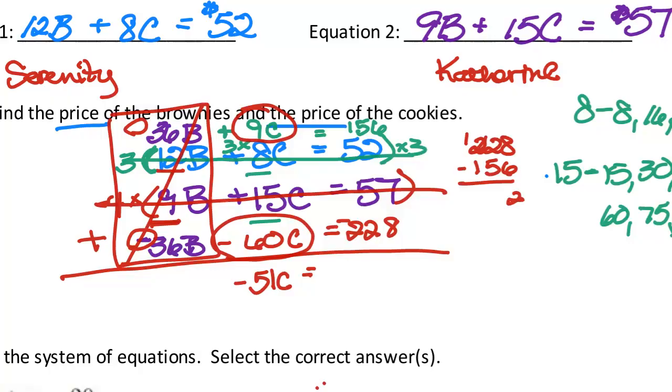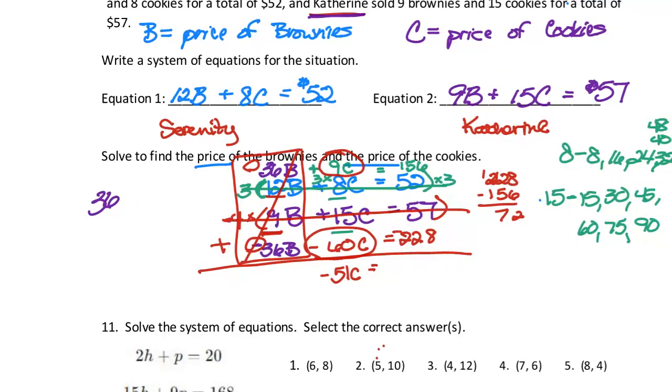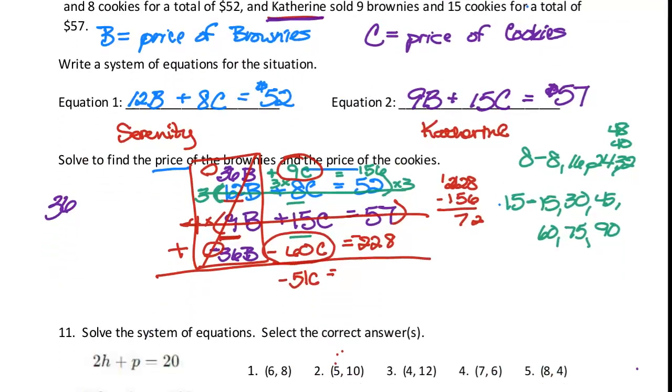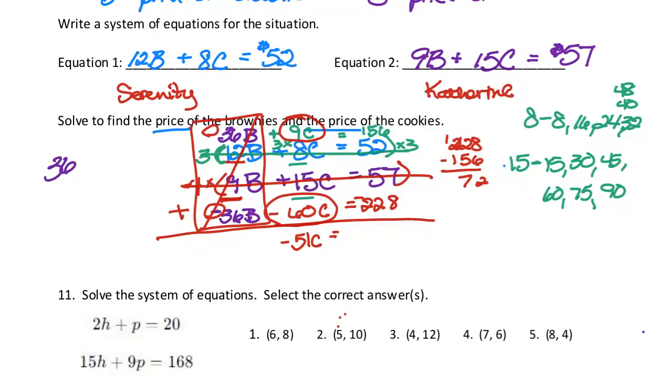Did I make a mistake somewhere? I thought this worked out better elsewhere. Did everybody see anything? Let's see. Did anyone have this one done? 12 brownies, 12B plus 8C equals 52. 9 brownies, 15C equals 57.